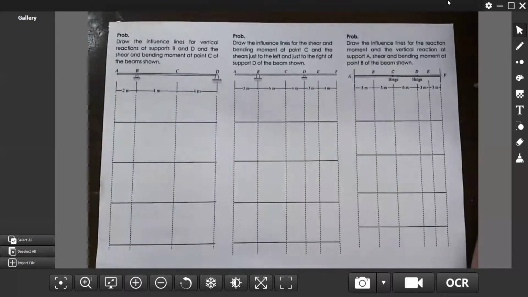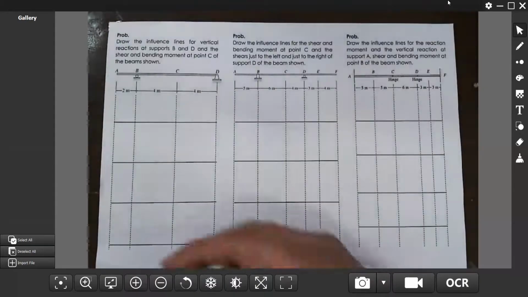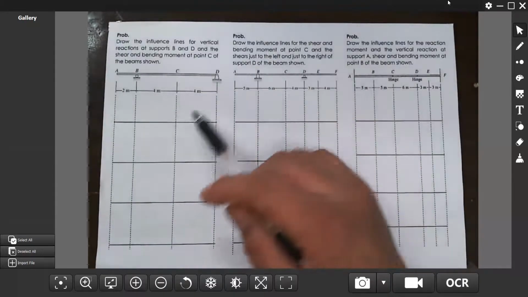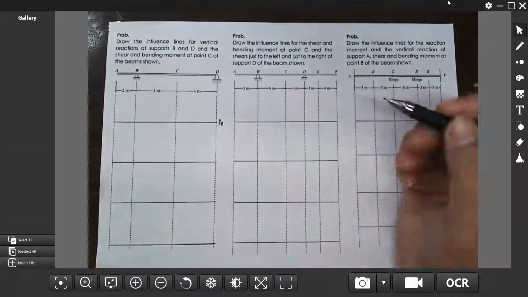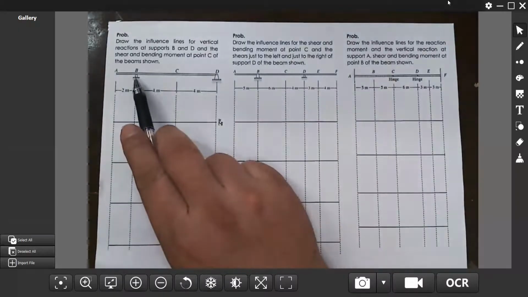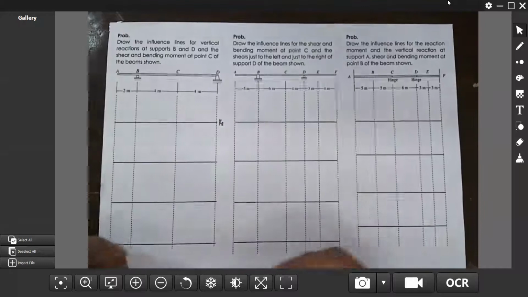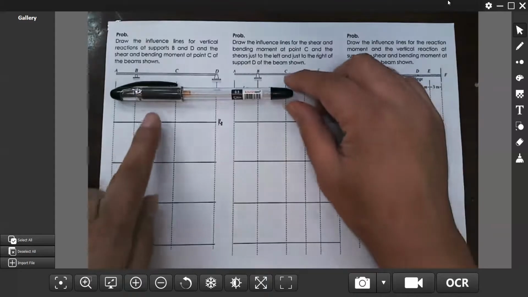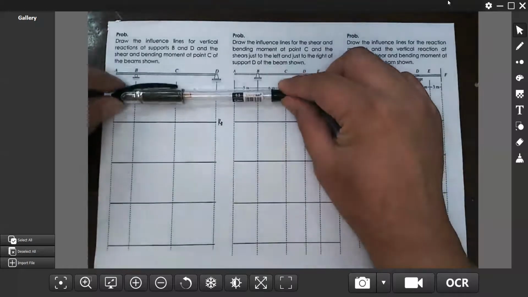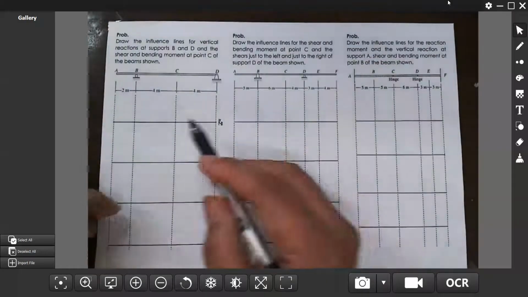First one, draw the influence lines for vertical reactions at supports B and D and the shear and bending moment at point C of the beam. So, sa Miller-Breslau principle, kung mag-draw kag influence lines for RB, i-displace mo nimo, i-post na nimo apart. So, kumbaga, kung mo nimo beam bale, i-post na nimo, mana na siya. Diba? So, lion na siya, lion.